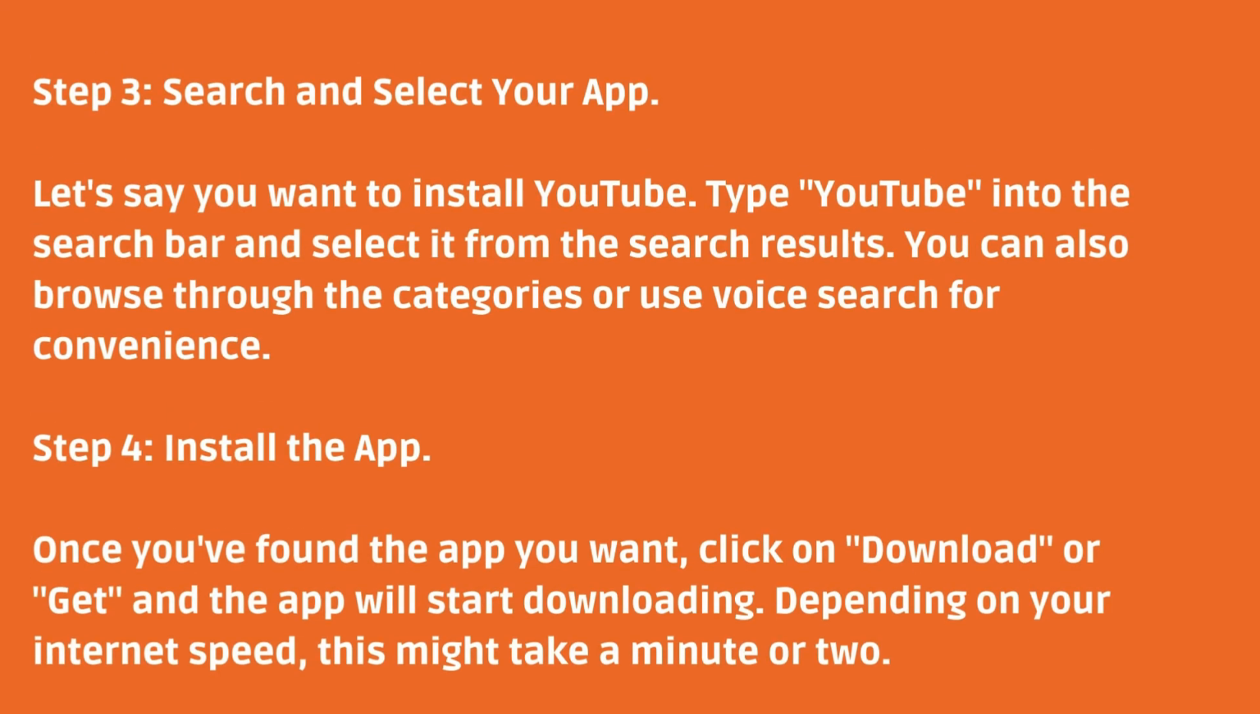Step 3. Search and select your app. Let's say you want to install YouTube. Type YouTube into the search bar and select it from the search results. You can also browse through the categories or use voice search for convenience.